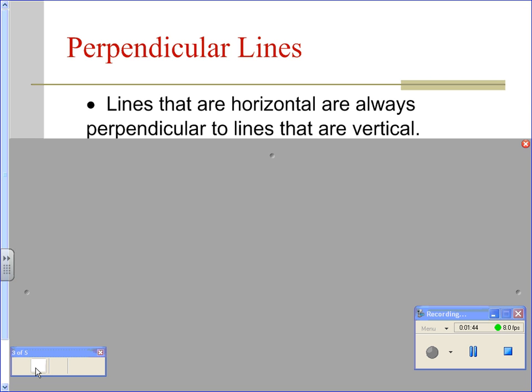Lines that are horizontal, what's a horizontal line? They are always perpendicular to lines that are vertical. What does that look like? So horizontal lines and vertical lines are always perpendicular. Were you aware of that? Okay.